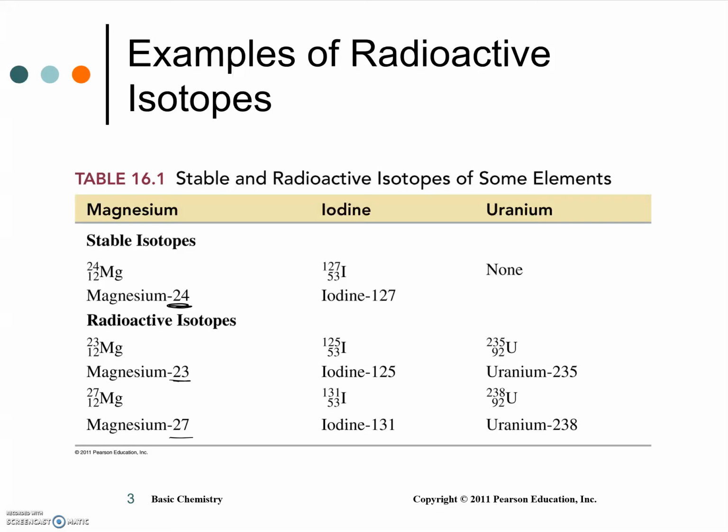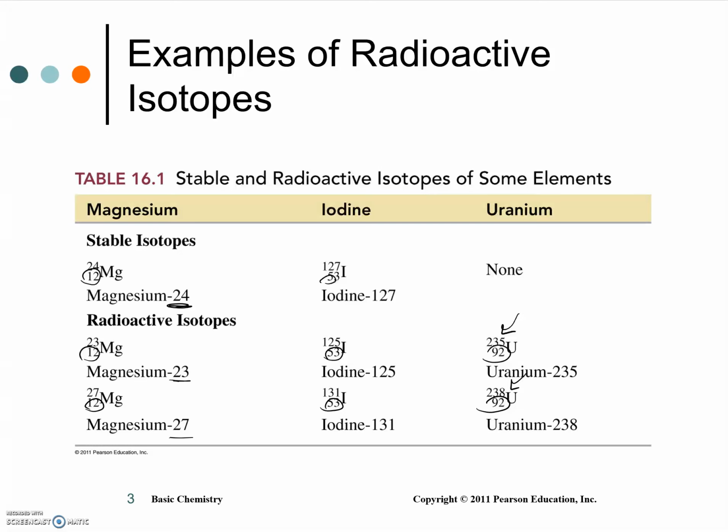So in this example we're looking at magnesium, and magnesium has three major isotopes. Magnesium 24 is pretty boring. It is a very stable isotope, whereas there are two radioactive isotopes which are going to emit radioactivity, and those would be magnesium 23 and magnesium 27. There's a couple examples of iodine as well. And one thing to note here is look at the atomic number on all these. They are always staying the same. The only thing that is changing is the mass number.